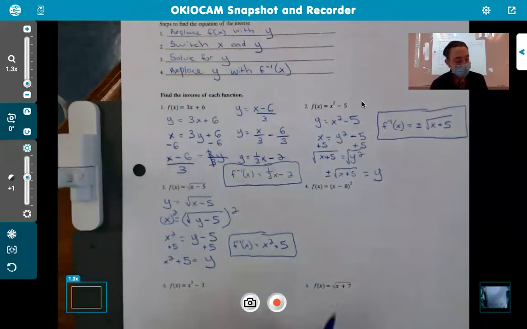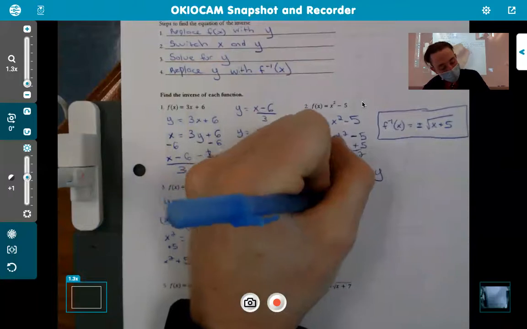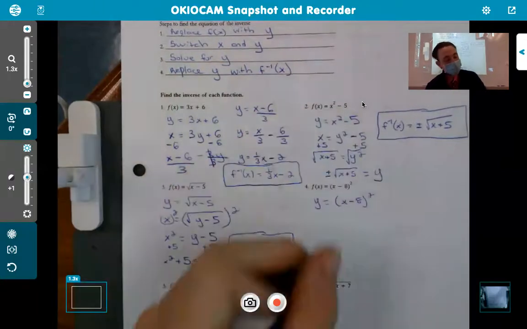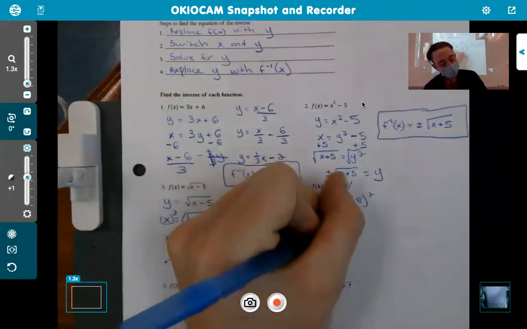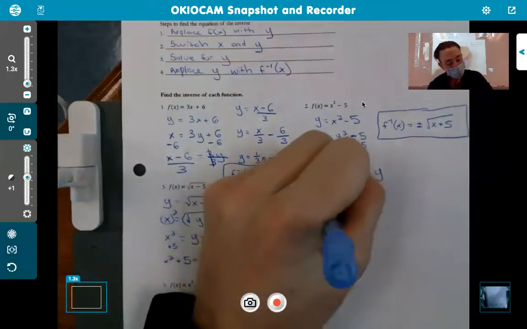Example 4. Let's take a look at this. So I'll go through the same steps. This becomes y equals, instead of the f of x, and I flip-flop the x and the y. So now I have y minus 8 squared is equal to x. Well, how am I going to get y by itself? What should I do on both sides to get that y minus 8 by itself, Jake? Right, square root both sides.